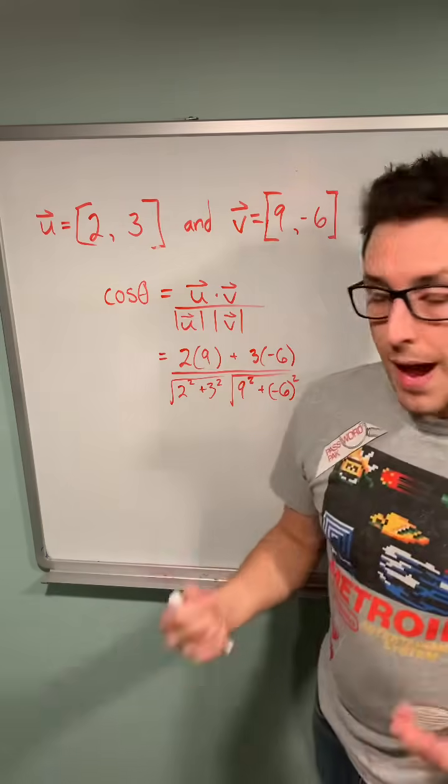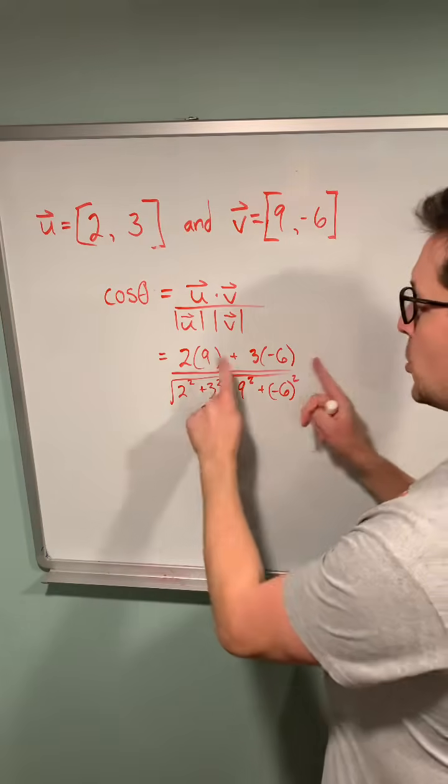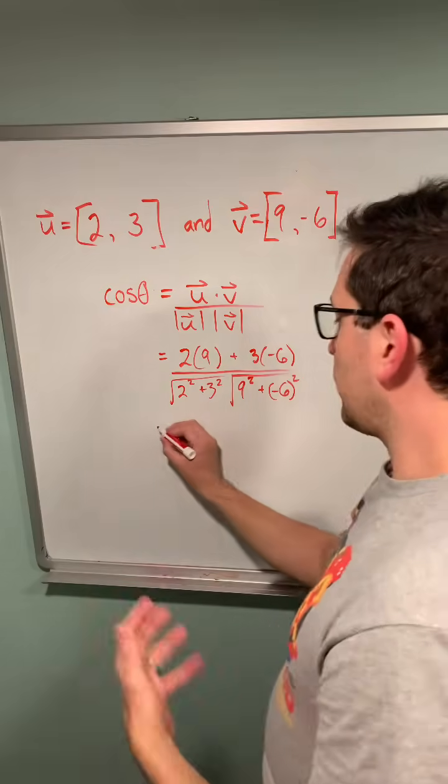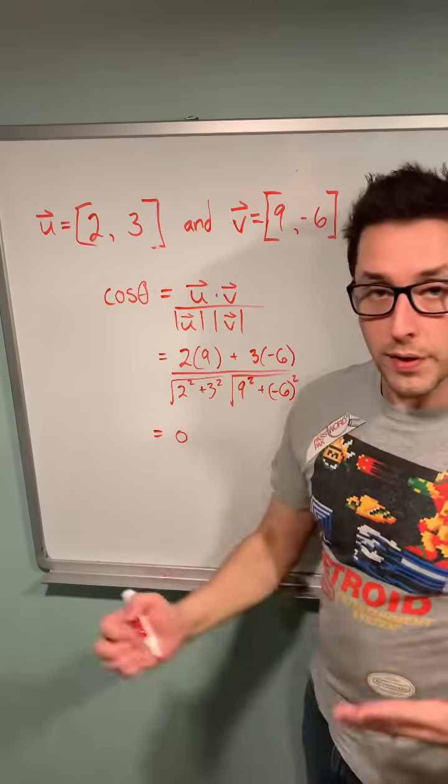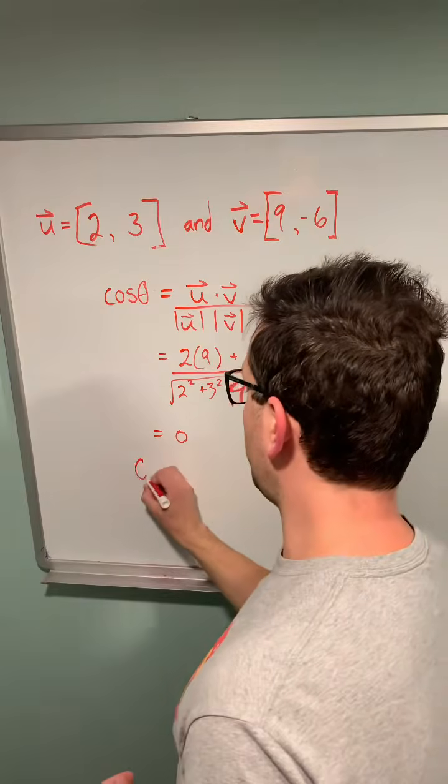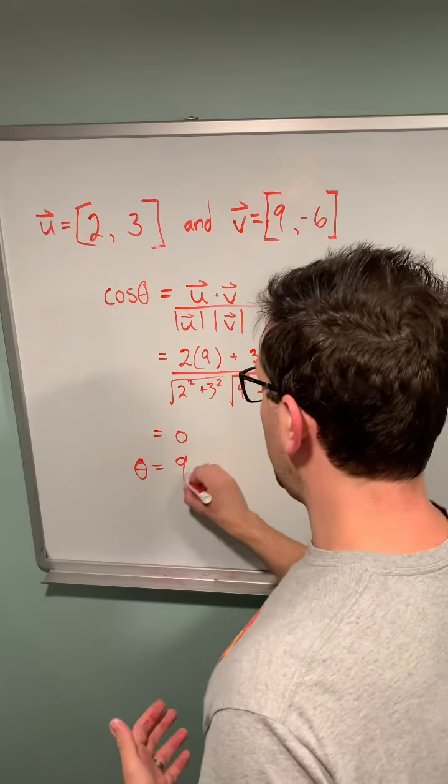Now, it doesn't really matter what I get in the denominator because you can see that the numerator is actually equal to 0. So this whole thing is going to be equal to 0. Now, that's really great because I'm working with the cosine of theta. So if I take the cos inverse of 0, I'm going to get 90 degrees.